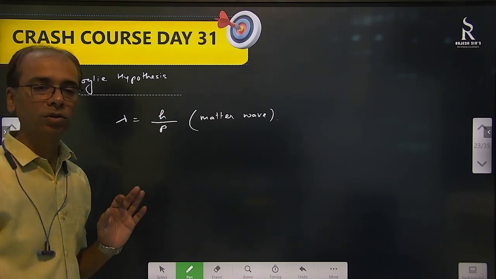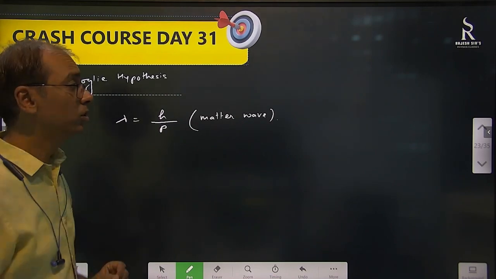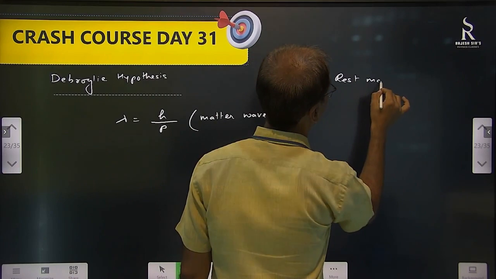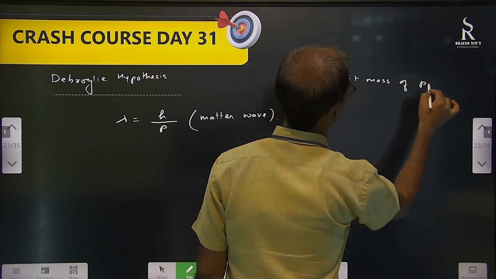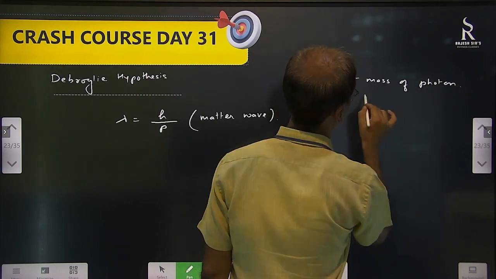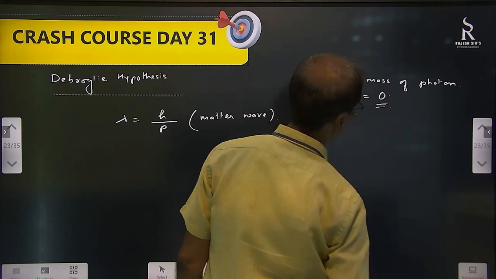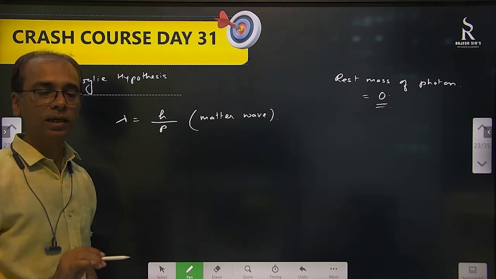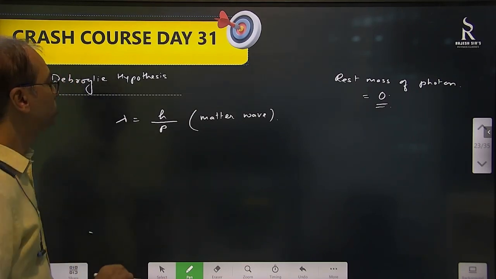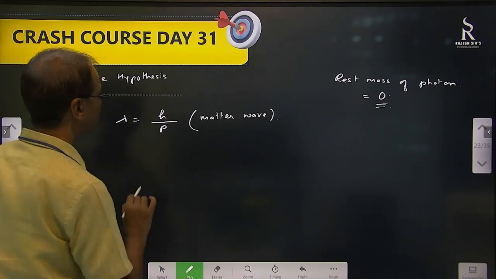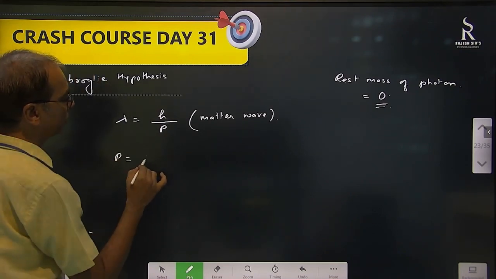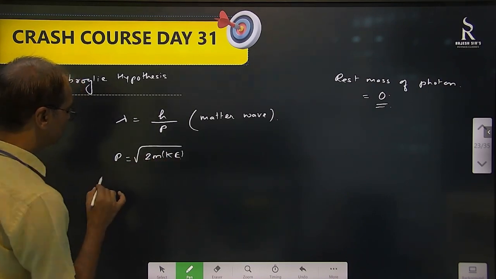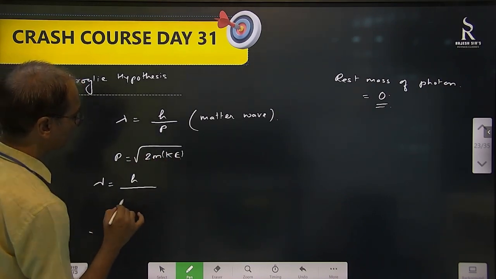Photon is also considered to have mass, but the rest mass of a photon is 0. So at rest it doesn't have any wavelength, but when it moves, it has mass and carries energy. So lambda equals h by p. This is the matter wave. Now p, we know, can also be written as root over 2mKE. So the same lambda we can write like this.